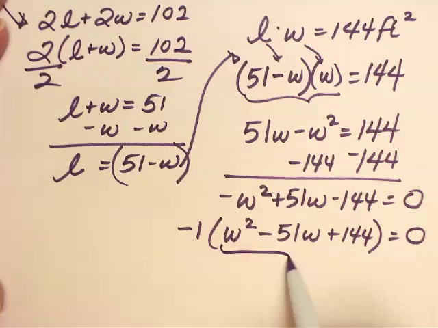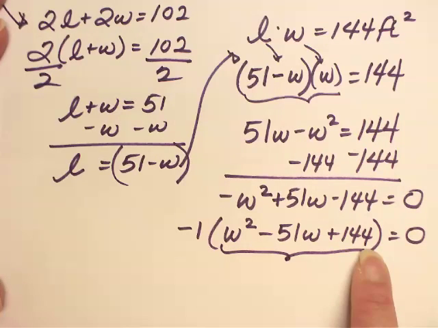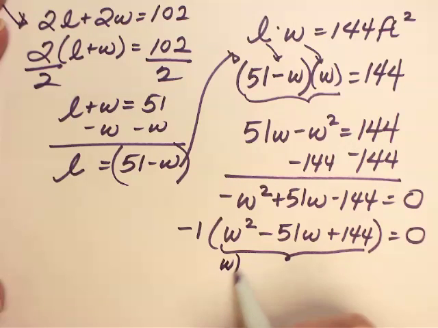That makes this a little easier to factor. I see that I have a trinomial. The first is a square, the last is a square. I can check to see if this is indeed a PST. So I would have W squared, and this would be 12 squared.